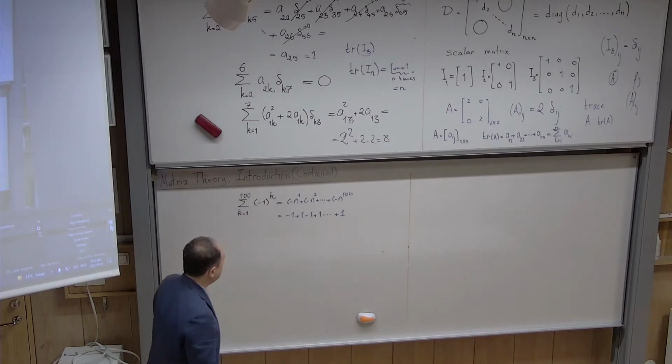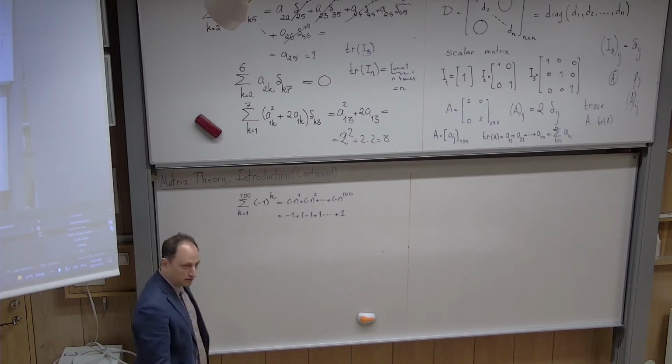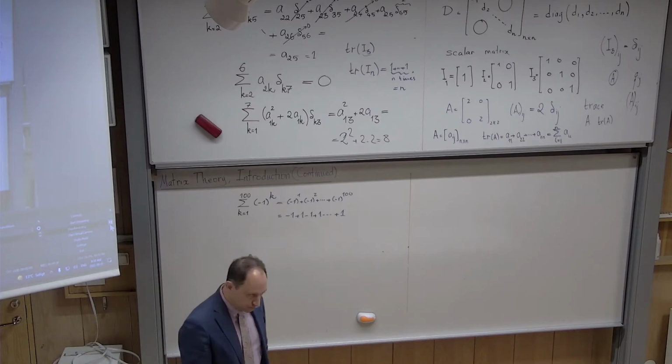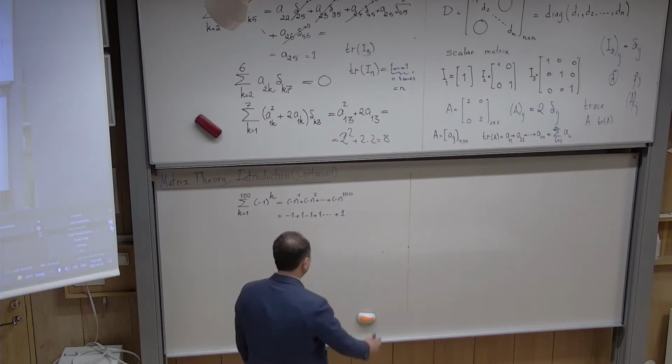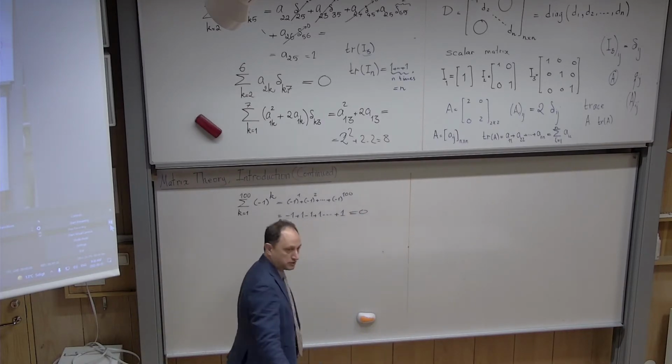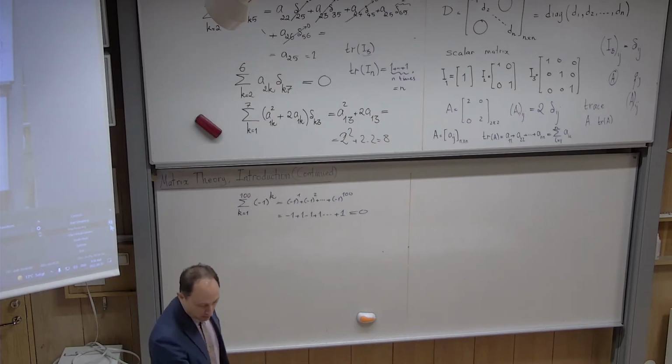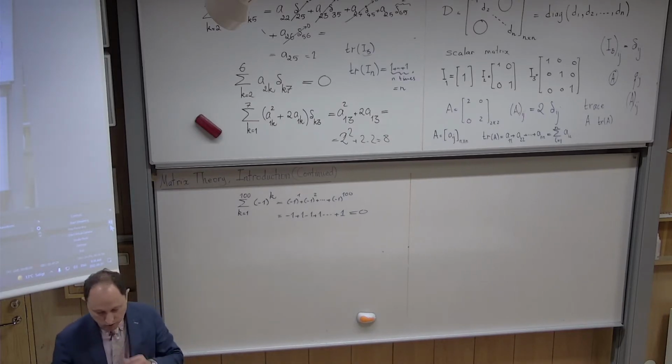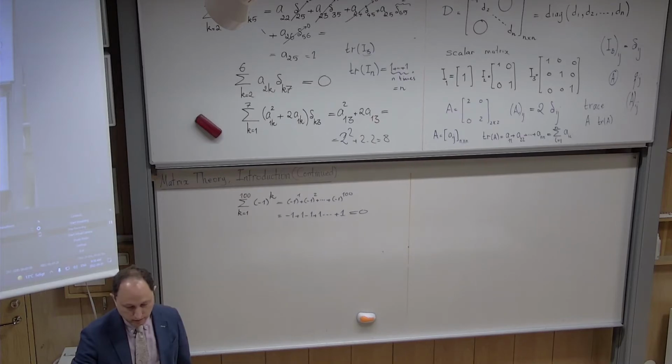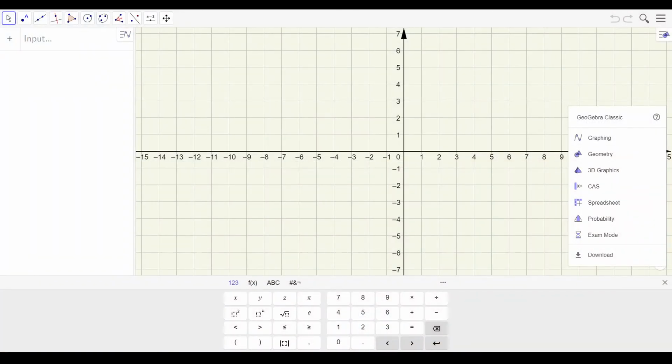But how many plus 1s we will have? 50. And how many negative 1s we will have? 50. So they will cancel each other, and then I will get 0. Yeah, so that's easy. By the way, it's also good to see how GeoGebra works with sigma. It's good to know about that.